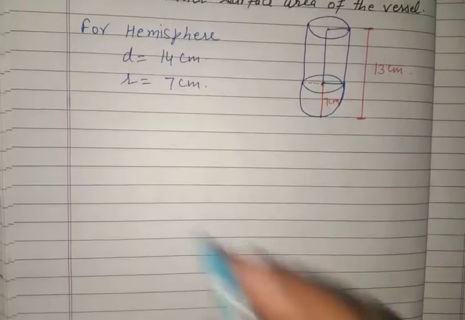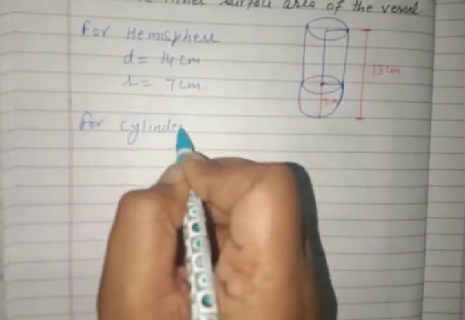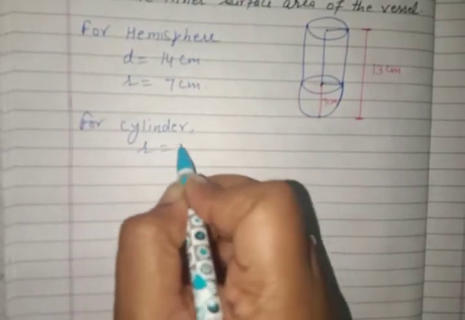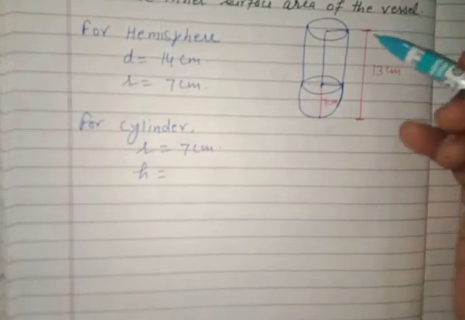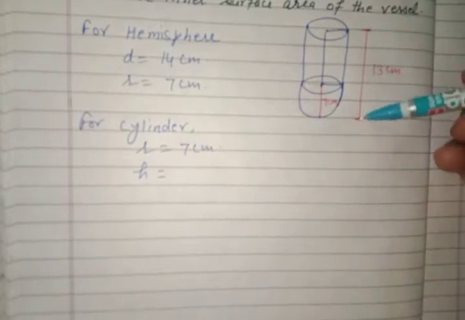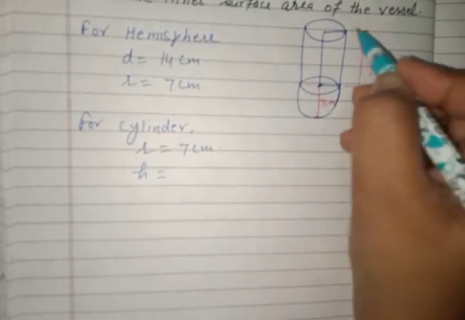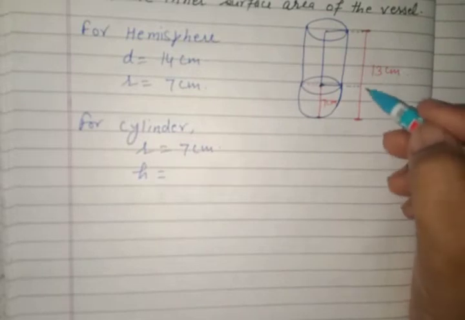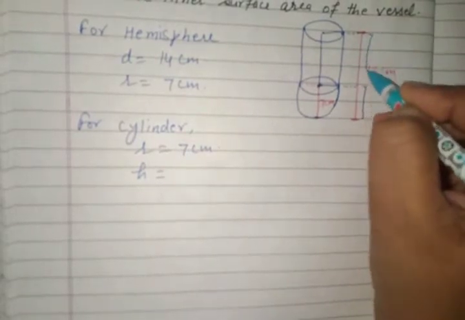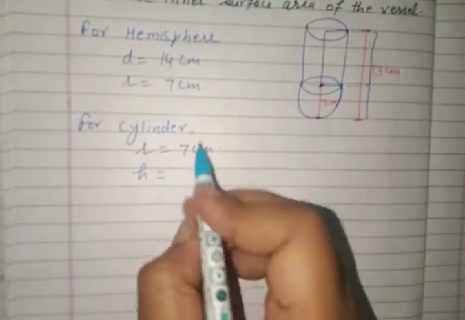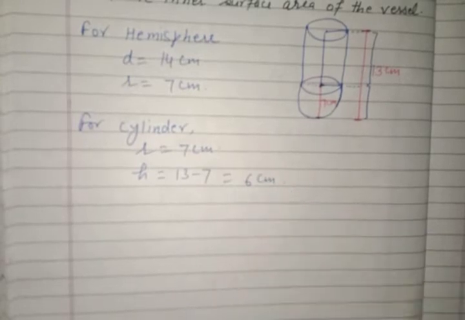And for cylinder, its radius is also 7 centimeter, and its height is, you can see that this total height is 13 and this part is of the hemisphere. The height of the cylinder is from here till here. This part is 7, this part is 7, so it means this part is 6. So height is 13 minus 7 is equal to 6 centimeter.